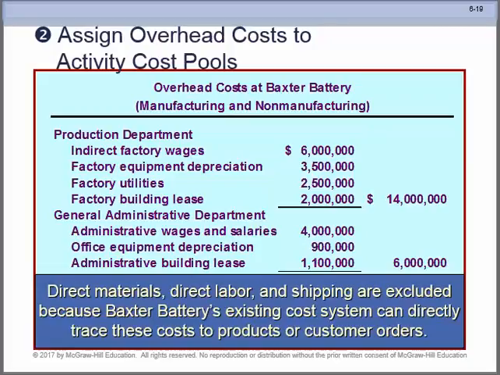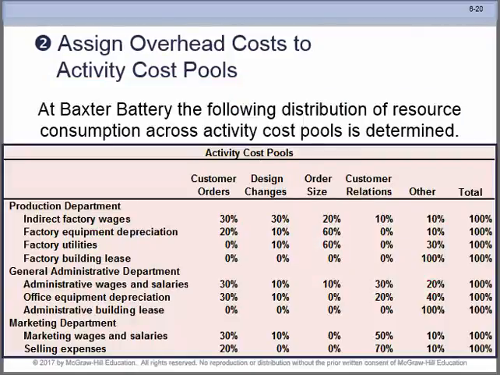Baxter went out and did some cross-functional interviews to figure out resource allocations, and you see a bunch of percentages here. This is helping them figure out how each group allocates their time. So indirect factory workers allocated 30% of their time to customer orders activity, 30% to design changes activity, 20% to order size activity, 10% to customer relations, and 10% to something else. Total of 100.